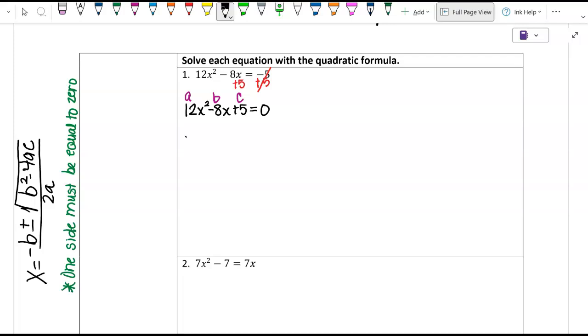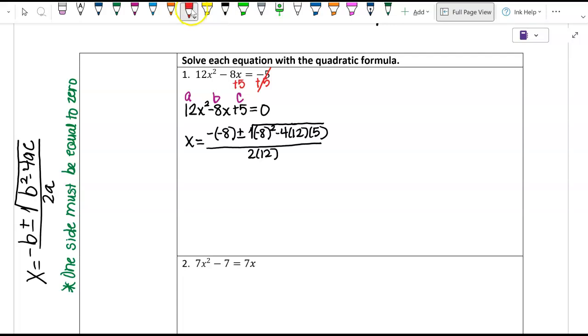So when I substitute it in, I have x equals, my b value is already negative, so -8 plus or minus the square root. I have to put that -8 in parentheses to square it. -4 times 12 times 5. And that is all going to get divided by 2 times 12. So that's why it's very important that we are in standard form so that we pull the correct values of A, B, and C to substitute into the equation so that we do our calculation correctly.